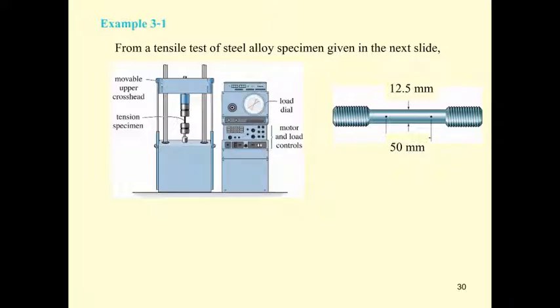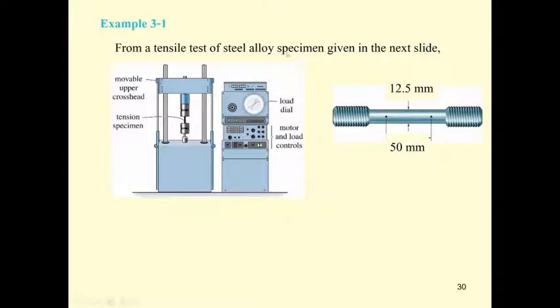This is example 3.1. As you may see, this example has the specimen shown here. It has a gauge length of 50 millimeters and an initial diameter of 12.5.